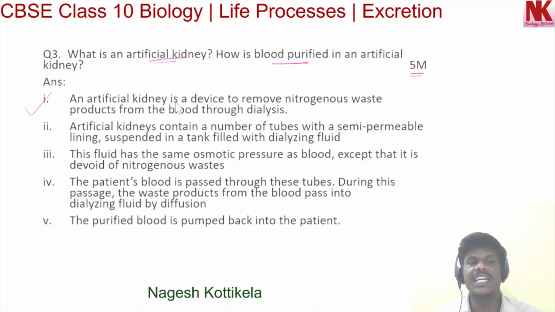An artificial kidney is a device to remove nitrogenous waste products from the blood through dialysis. I repeat this statement once again. An artificial kidney is a device to remove nitrogenous waste products from the blood through dialysis. What is this dialysis? It is a separation of particles in liquid on the basis of differences in their ability to pass through a membrane.